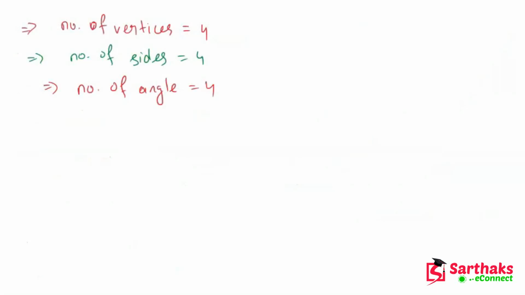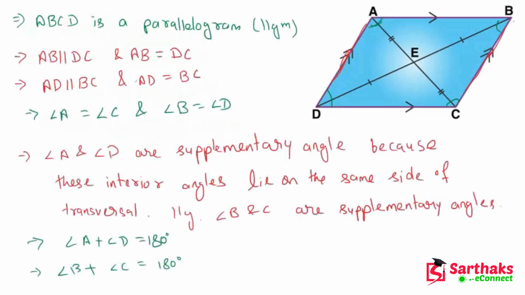Now the most important thing is the number of diagonals. So how many diagonals are there? Number of diagonals is 2. Here they are AC and BD. So these two are the diagonals of the parallelogram, AC and DB. I hope you understand these things, my dear friends. So now let's move on.